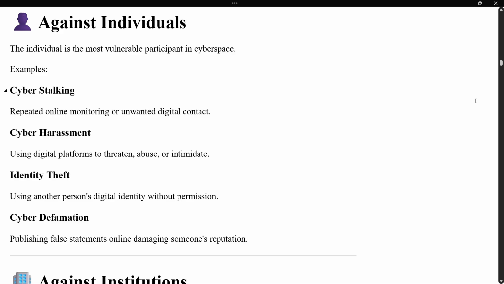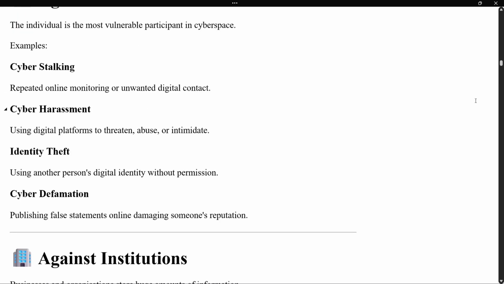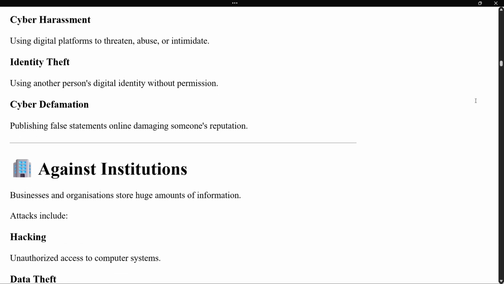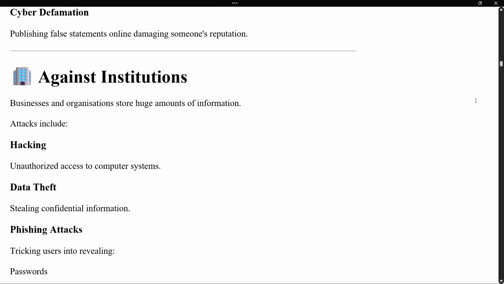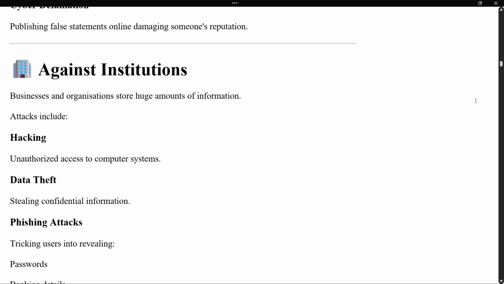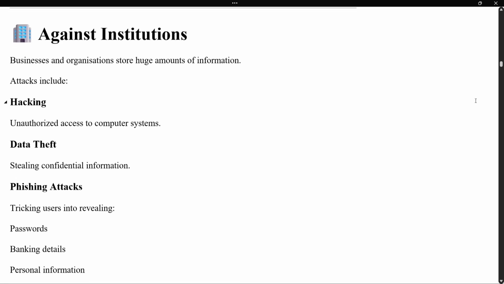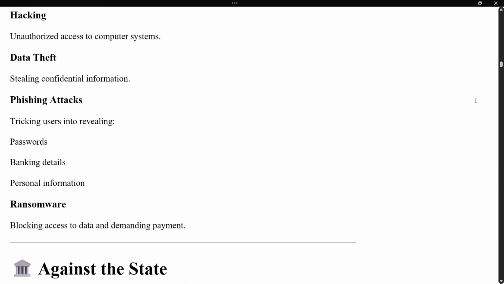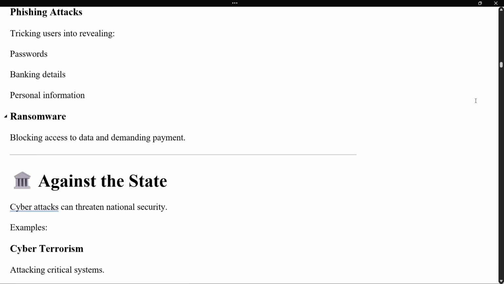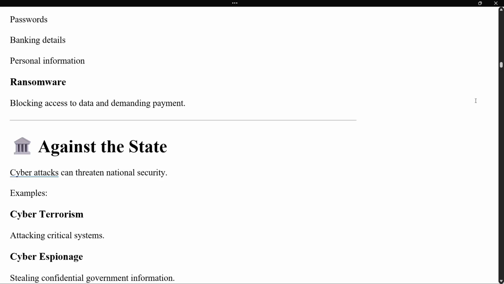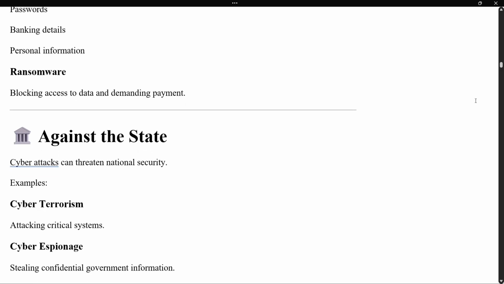Against institutions. Businesses and organizations store huge amounts of information. Attacks include hacking, unauthorized access to computer systems; data theft, stealing confidential information; phishing attacks, tricking users into revealing passwords, banking details, personal information; ransomware, blocking access to data and demanding payment.